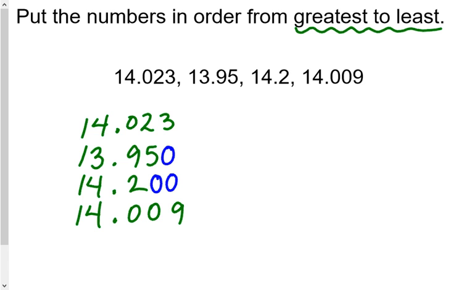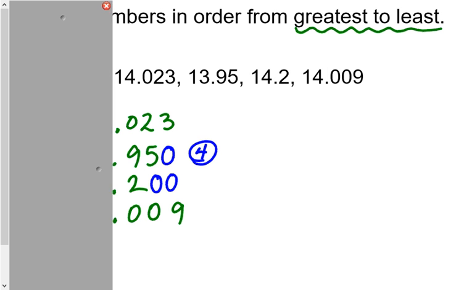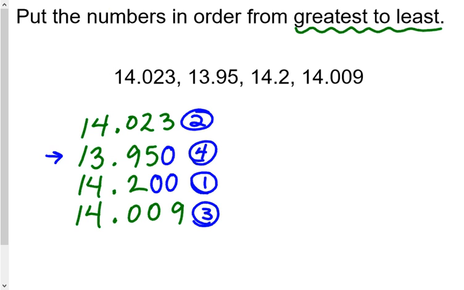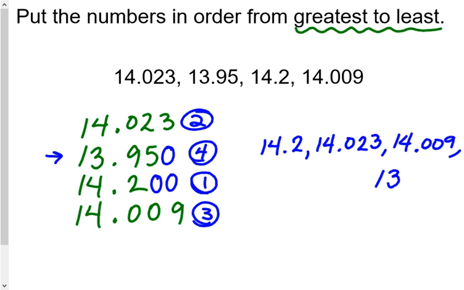And now this makes it easier to compare. We want to go from greatest to least. I can quickly see this one has to be the least because it has 13 as the whole number and the others have 14. So this is definitely number 4. Then I'm going to look at just the part after the decimal. We've already used the 950, so we can't use that again. From greatest to least, we're going to go 200, then 23, then 9. So our answer, from greatest to least, is 14 and 2 tenths, 14 and 23 thousandths, 14 and 9 thousandths, and last but not least, 13 and 95 hundredths.